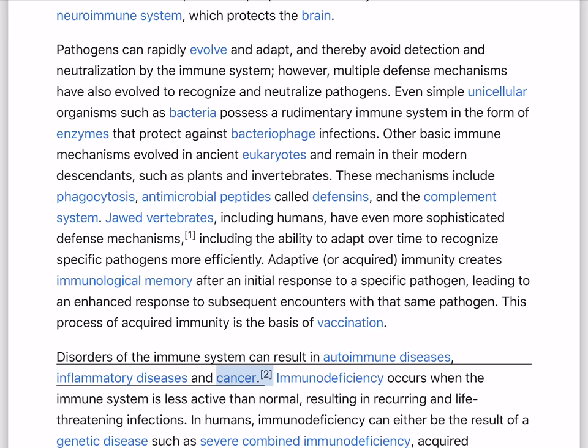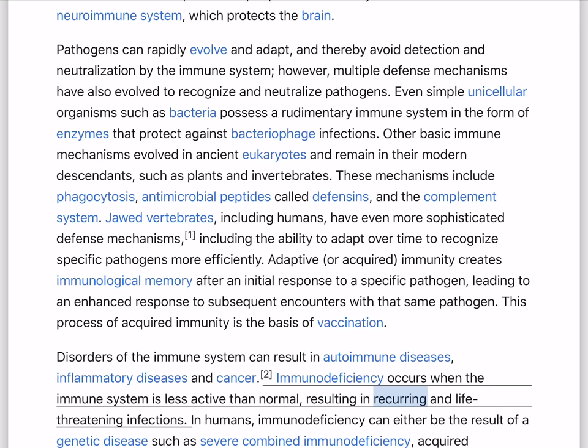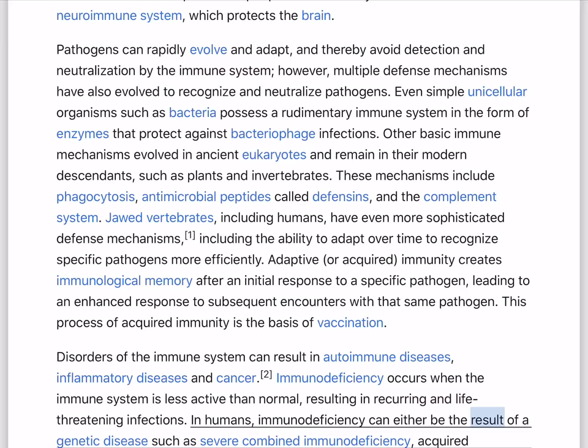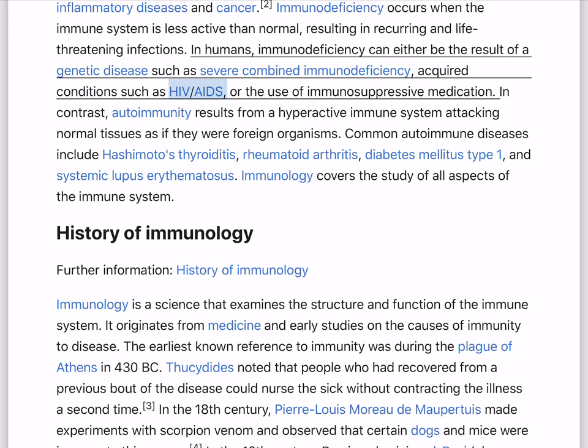Immunodeficiency occurs when the immune system is less active than normal, resulting in recurring and life-threatening infections. In humans, immunodeficiency can either be the result of a genetic disease such as severe combined immunodeficiency, acquired conditions such as HIV/AIDS, or the use of immunosuppressive medication.